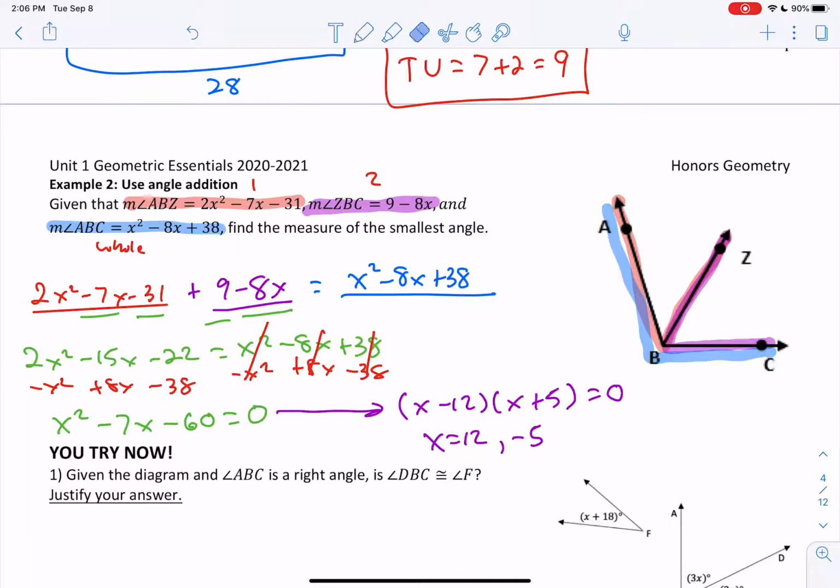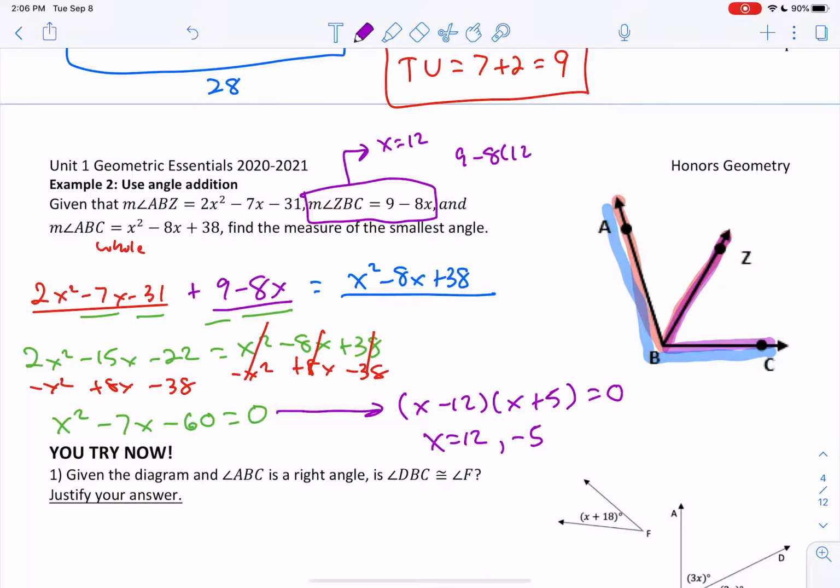Now, when it comes to geometry, we have to make sure that these answers are going to work. So we have to plug them into every single one of these options up here to see if they're going to work. And I actually want to start with this one right here because, again, it's the smallest one of all of them, and it's probably going to be the most telling to see if some of this stuff works. All right, so let's start with x equals 12. Let's plug that into that equation right there. So it's going to be 9 minus 8 times 12. In your calculator, go ahead and punch in 9 minus 8 times 12.